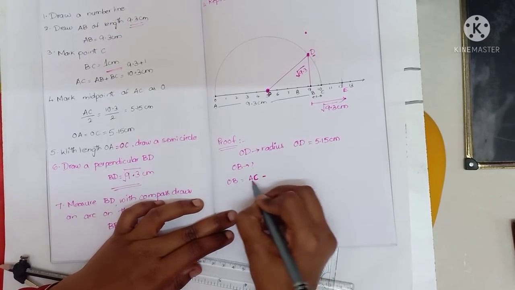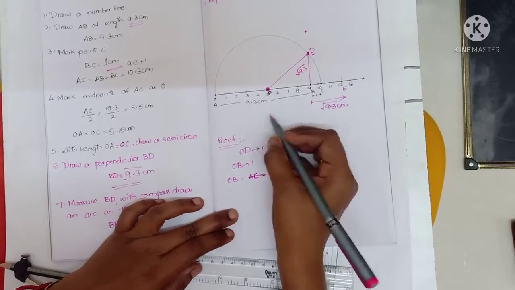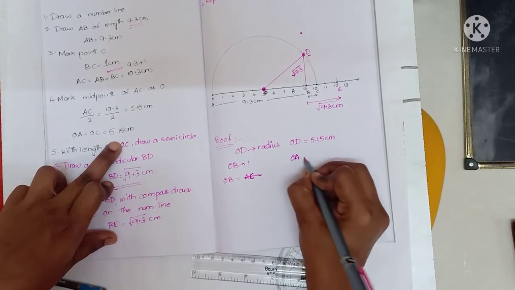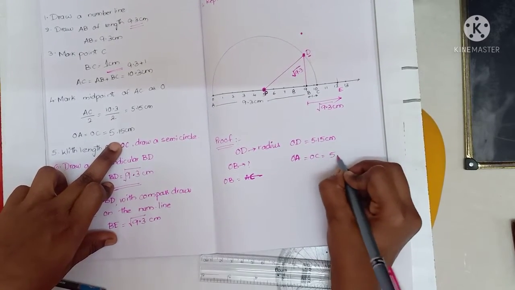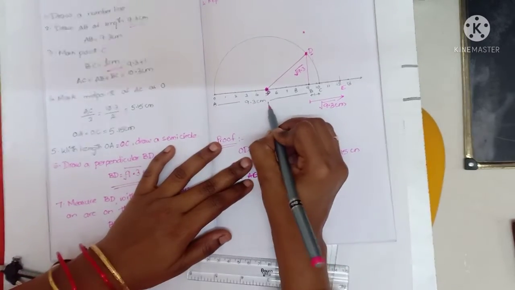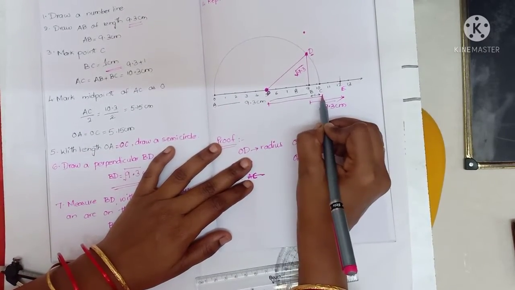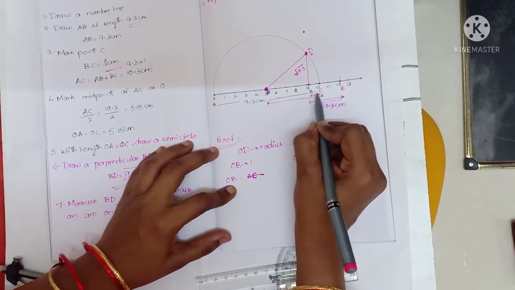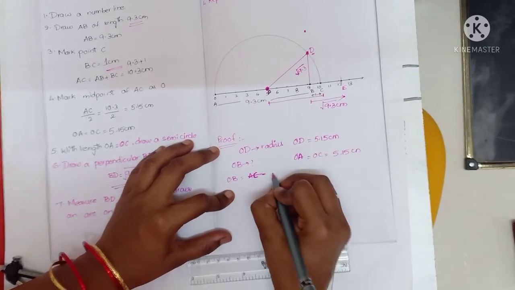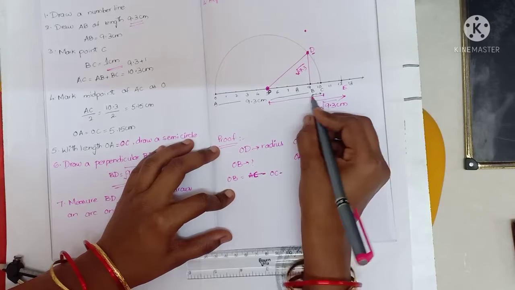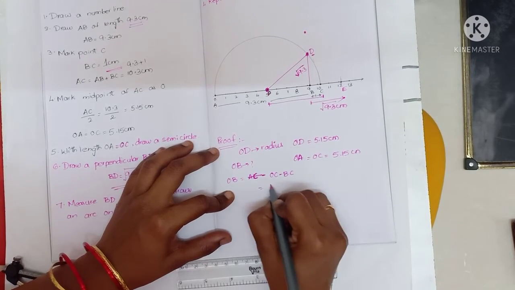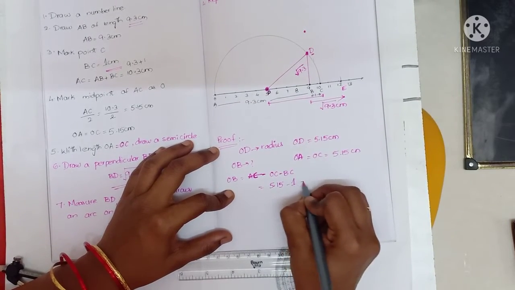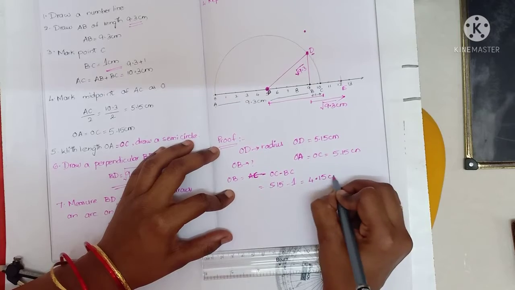Now we should find OB, children. What is OB? OB is this. You know that OA is equal to OC, which is equal to 5.15 centimeters. This entire thing is OC. From this OC, if you remove BC, you get OB. OB is OC minus BC. OC is 5.15 centimeters minus BC, which is 1 centimeter. So you get OB as 4.15 centimeters.